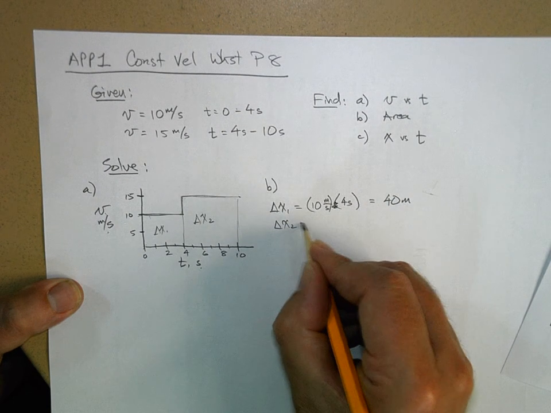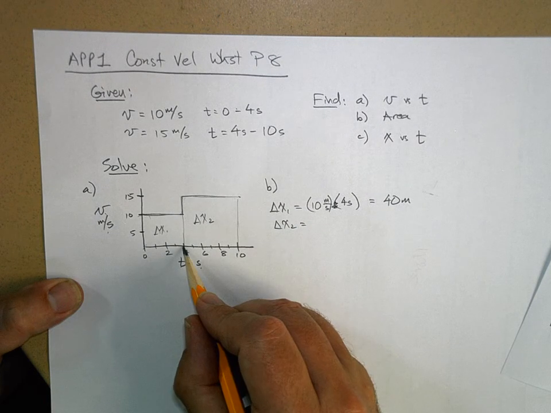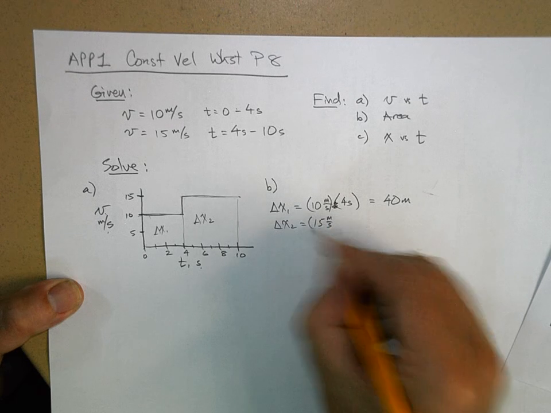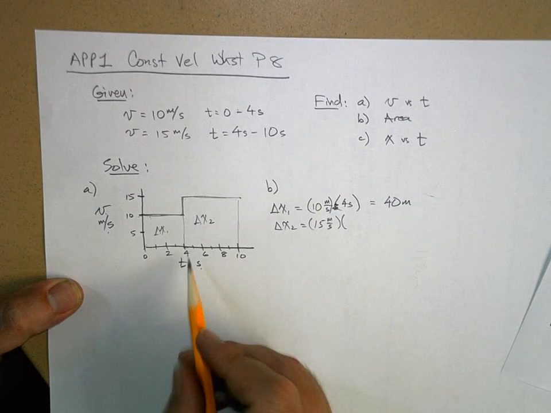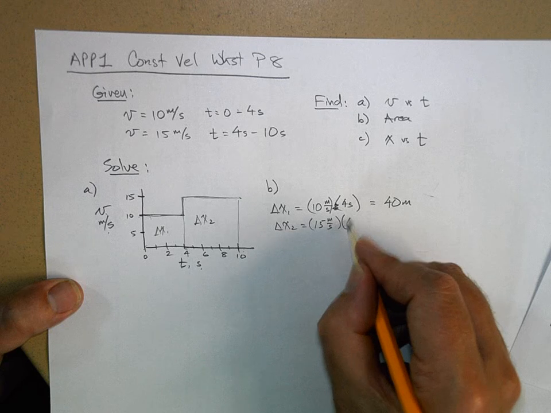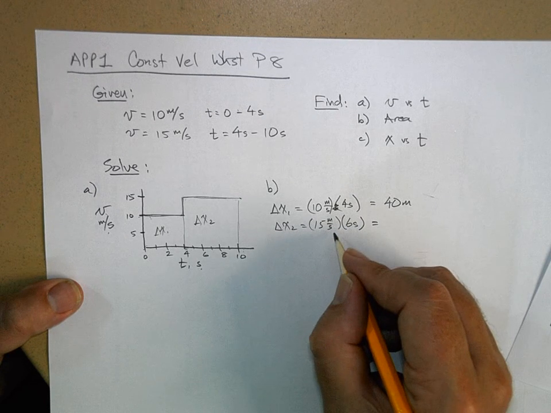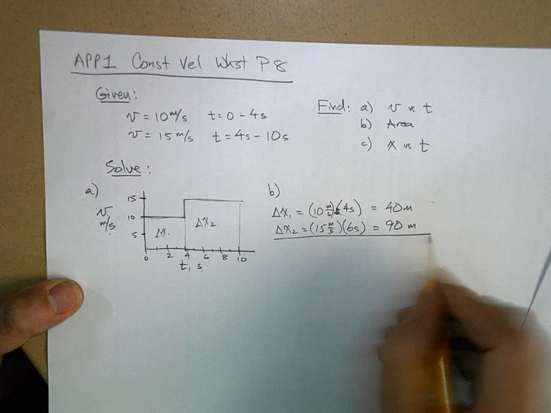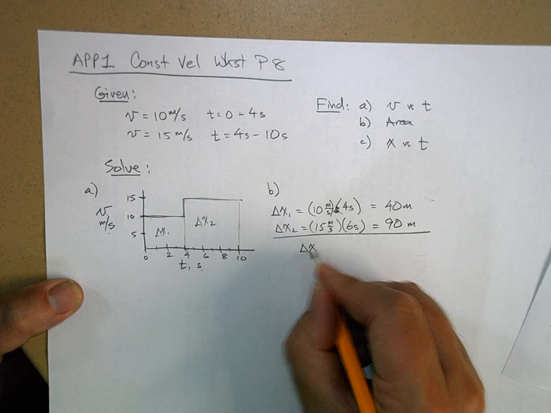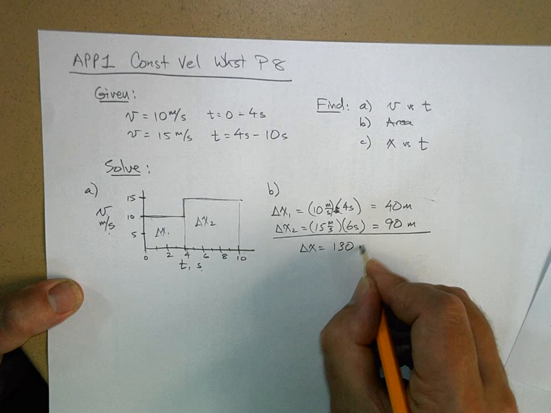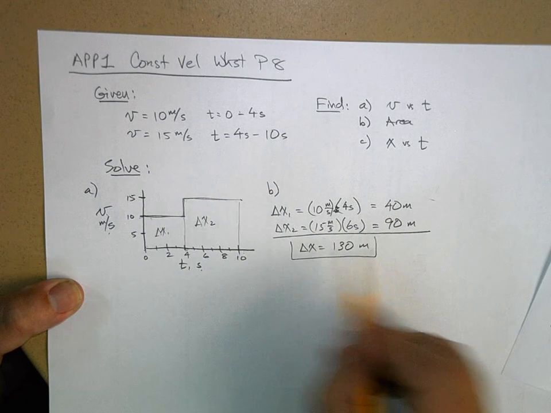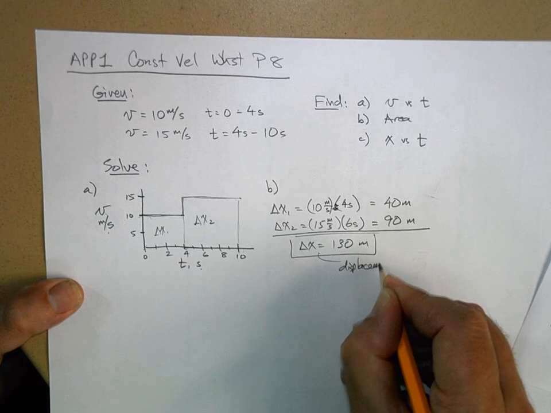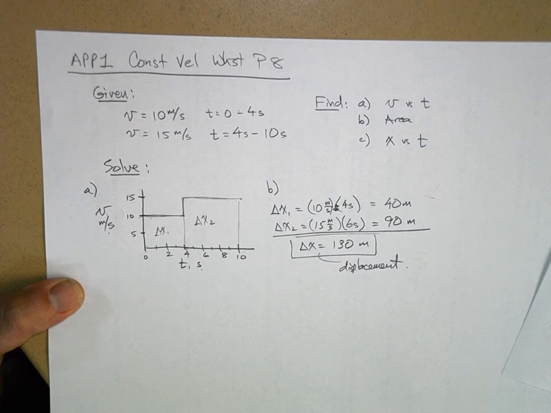And delta x2, well, we went 15 meters per second. But we did that for 6 seconds, from 4 to 10, so that's a delta t of 6 seconds. So that's 90, I believe. So the total displacement is equal to 130 meters. And that's what the area represents, displacement.